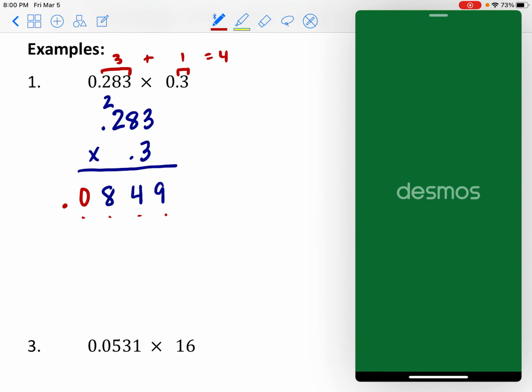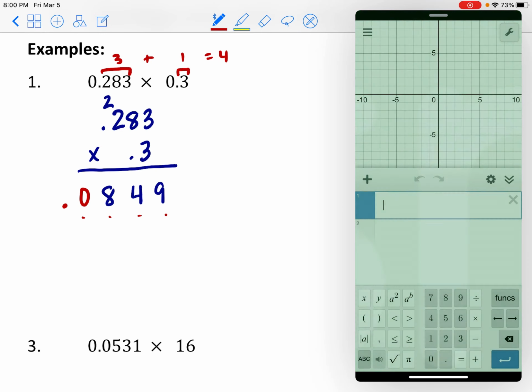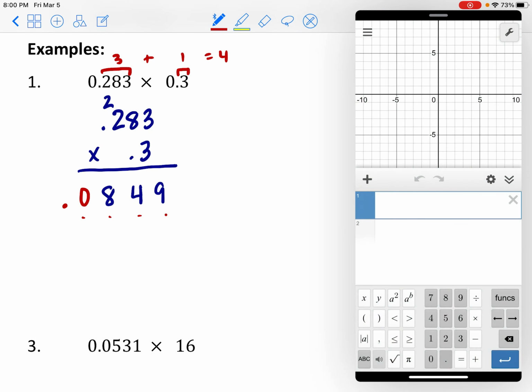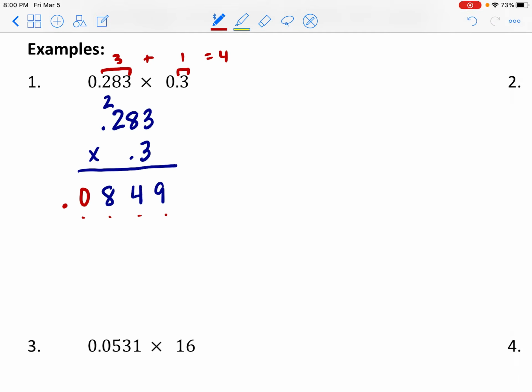And again, let's confirm. So we have 0.283 multiplied by 0.3, and that's 0.0849 for the answer. Okay, so 4 numbers after the decimal, and this time when we insert those zeros, they're going to go between our number and decimal if that's necessary. So this result is 0.0849.